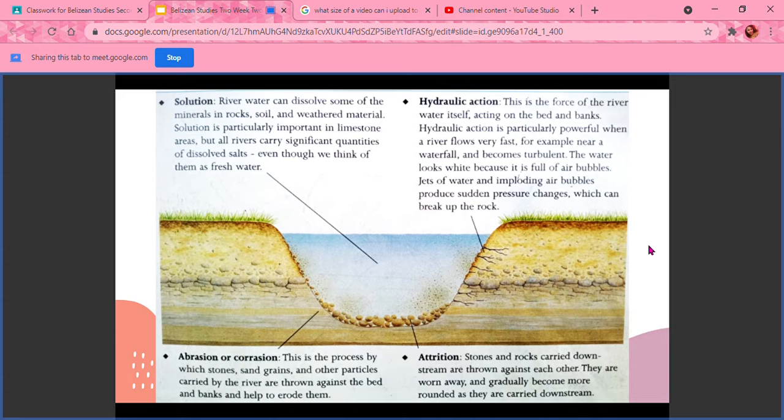So here we have an image of a river, and this is a river. If a river is flowing in one direction, I split the river, so that's why the image looks like this, right? So it's like you're looking in front of the river dissection. Here you have the solution, hydraulic action, abrasion, and attrition, and these 4 things are labeled here in this diagram.